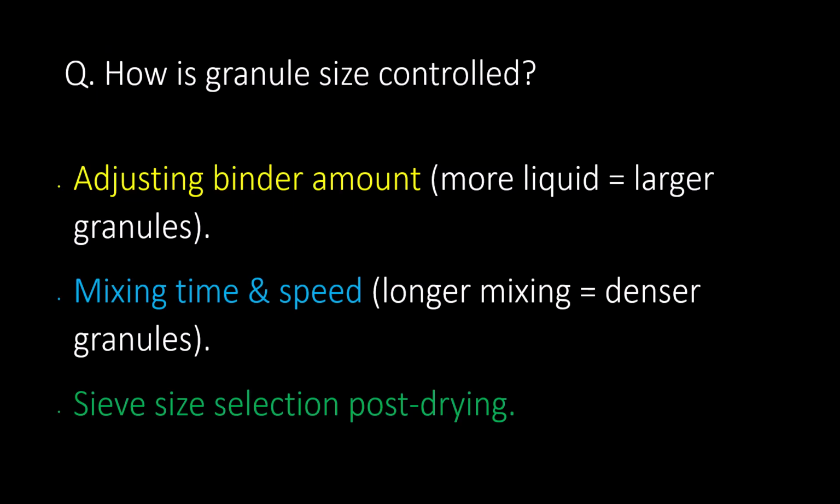Important question: how is granule size controlled? Granule size is controlled by following three ways. First, adjusting binder amount. More liquid is equal to larger granules. Secondly, mixing time and speed. Longer mixing time results in denser granules. And third, sieve size selection post drying.